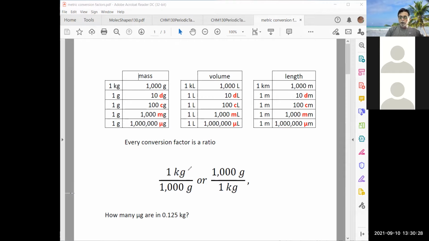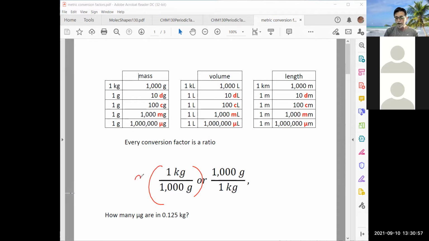So for example, 1 kilogram could be written with kilogram, and there's 1,000 grams in 1 kilogram. I can write it with kilograms in the numerator or kilograms in the denominator, like so. Or I can just simply invert it, okay? I do that because I can use it one or the other. Which one I use depends on the question I'm asked and what units I begin with.